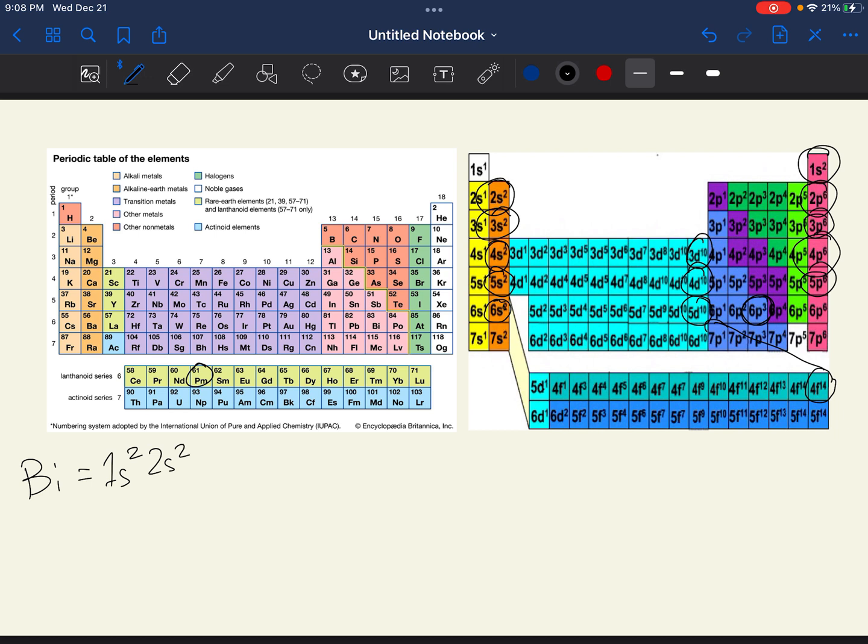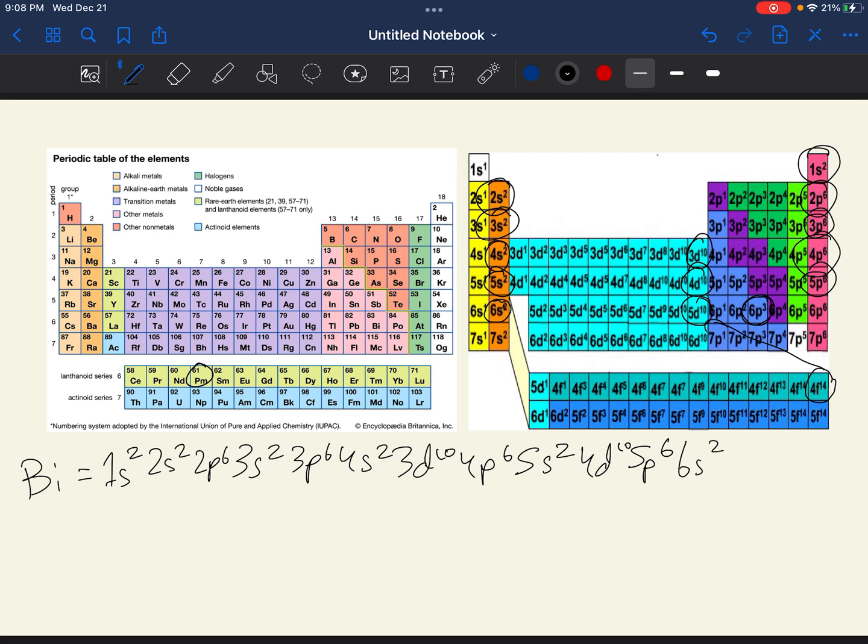1s2, 2s2, 2p6, 3s2, 3p6, 4s2, 3d10, 4p6, 5s2, 4d10, 5p6, 6s2. Then we go down, 4f14, 5d10, and then finally, I'm running out of room here, 6p3. That is a lot. And I'm going to go ahead and write the orbital notation for this. It's going to be a lot.